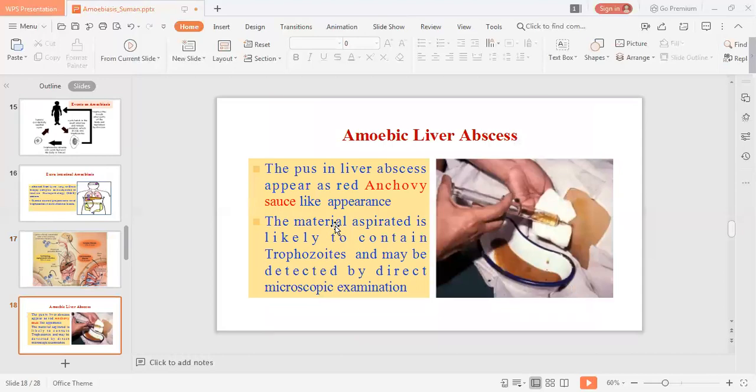So basically, an example is ALA, the amoebic liver abscess. In this particular disease, pus formation happens in the liver abscesses, and appears as a red, anchovy sauce-like appearance. The pus has this kind of red anchovy sauce-like appearance, and the material aspirated is likely to contain trophozoites and may be detected by direct microscopic observation.